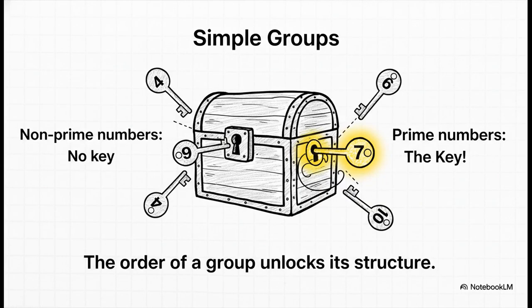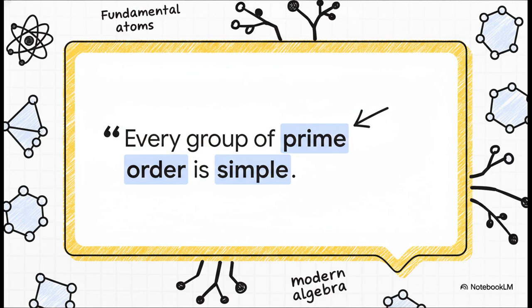So where do we find these atomic groups? How can we spot them in the wild? Well, the answer, believe it or not, comes from something we all learned about in school: prime numbers. It all has to do with the order, or simply the size of a group. And here it is, the big finale, straight from our source. Every group of prime order is simple.